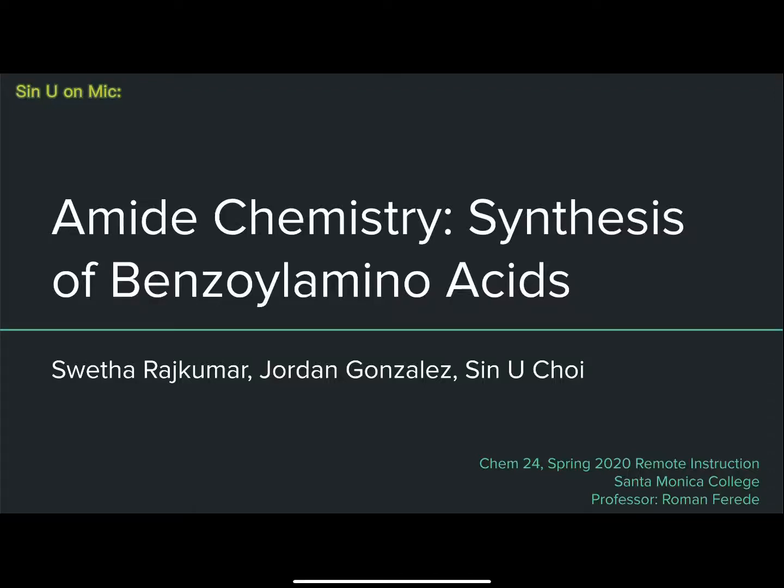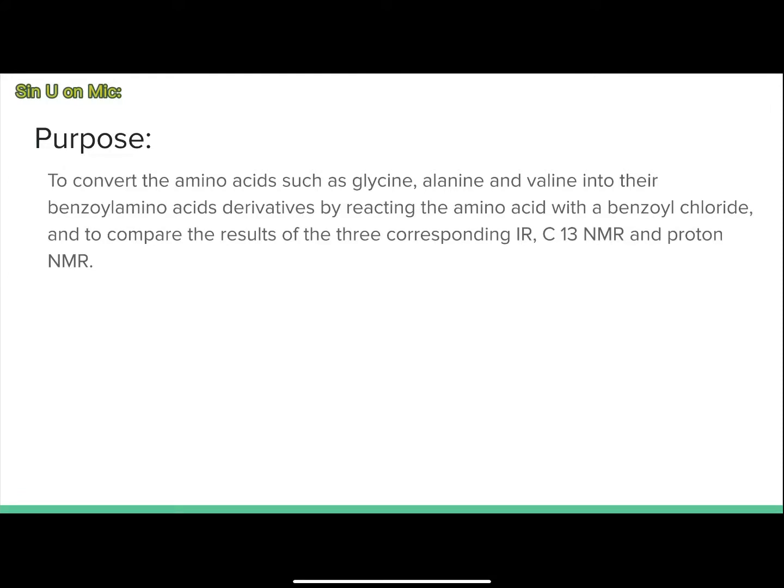Amide chemistry: synthesis of benzoylamino acids. The purpose is to convert the amino acids such as glycine, alanine, and valine into their benzoyl amino acid derivatives by reacting the amino acid with benzoyl chloride, and to compare the results of the three using the corresponding IR, C13 NMR, and proton NMR.